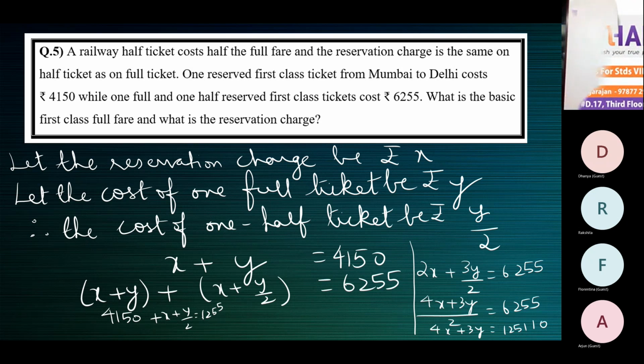You can do it like this also. Or you can separate values to one side. X plus y is 4150, right? So you substitute that x plus y value 4150. It's plus here. You put a plus sign there. This is 4150 plus x plus y by 2 is equal to 6255. You understand? Plus x plus y by 2 is equal to 6255. So, yeah, x plus y by 2 is equal to 6255 minus 4150.